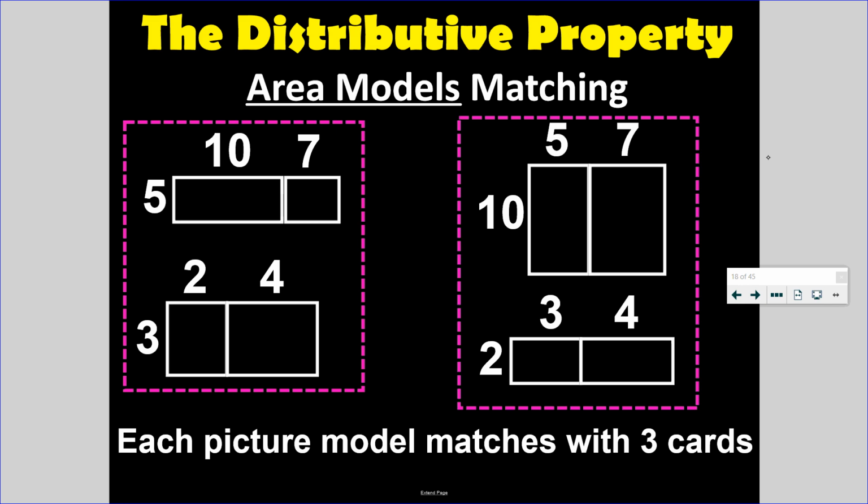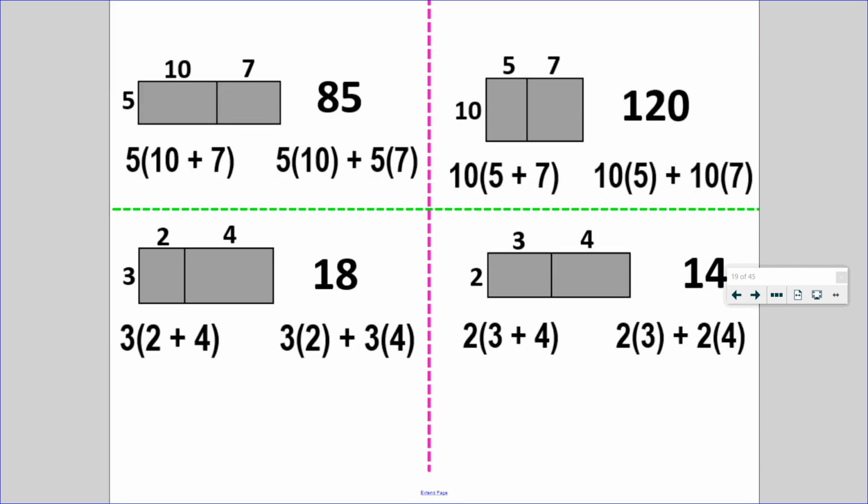So what you're going to be doing is matching right now. Can you match this with other models? Each picture model matches with 3 expressions. What's another way to represent each one? So before I show you the answer key, what would you think about this one? The area of this rectangle is 50. The area of this rectangle is 35. So it's going to be 85 or 50 plus 35. And here's 85.